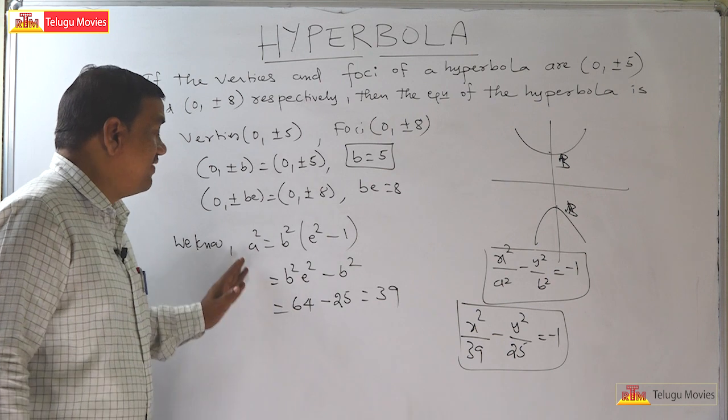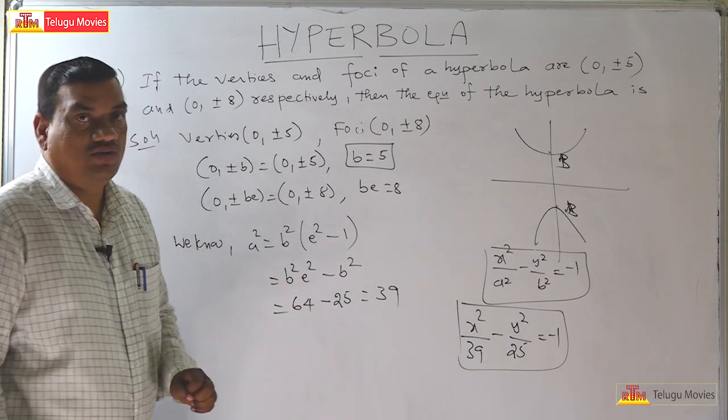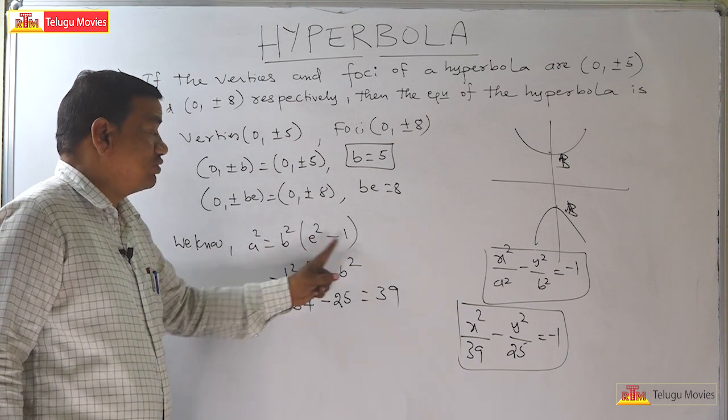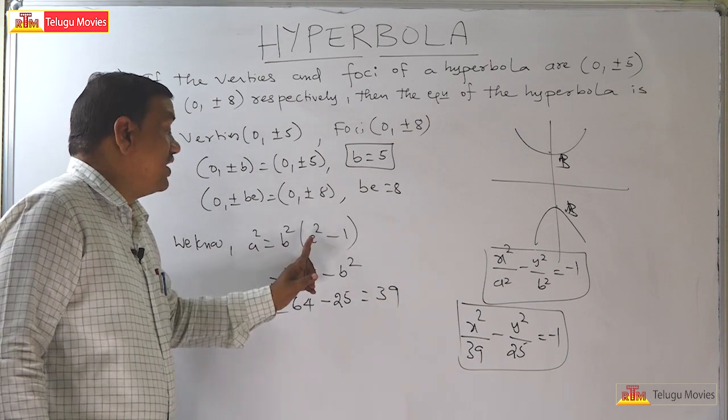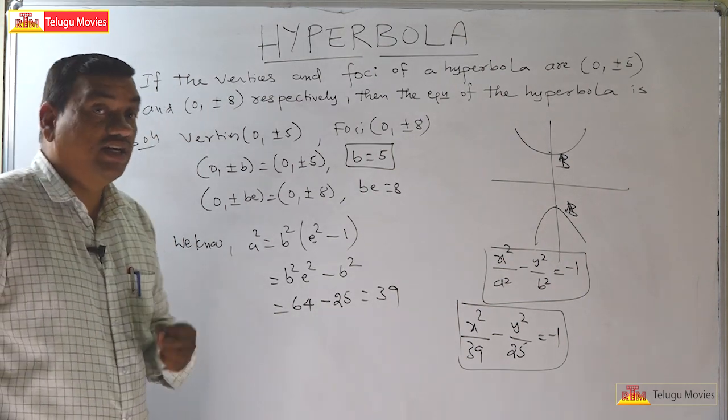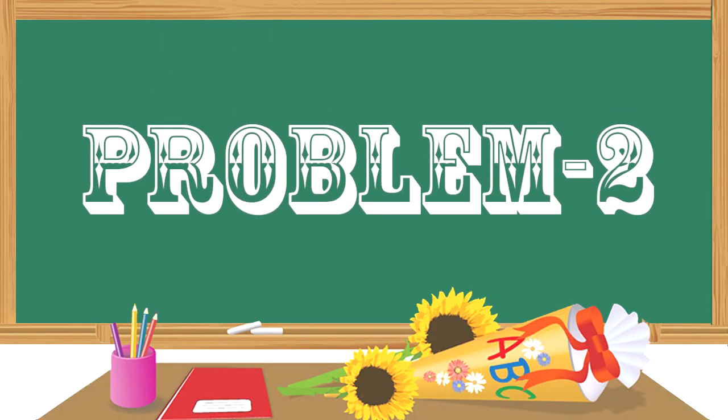To get the a value, we have this relation. Okay? For hyperbola we have a square is equal to b square into e square minus 1. For ellipse we will have 1 minus e square. I hope that you enjoyed this problem. So let us see one more problem.